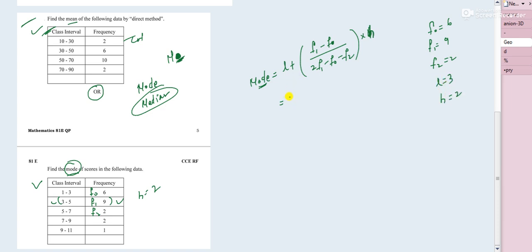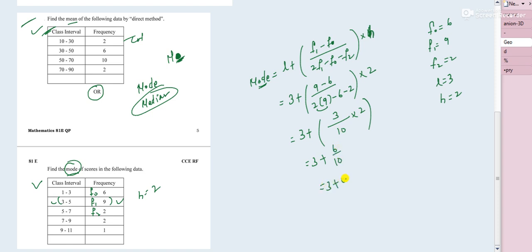Now directly substitute here. So 3 plus f1, 9 minus 6, divided by 2 into 9 minus 6 minus 2, into h, that is 2. So calculate this. 3 plus 9 minus 6 is 3. This is 2 into 9, which is 18, minus, I will write directly, 8. 18 minus 8 is 10, into 2. So here we will get how much? 3 plus 3 into 2, that is 6 by 10. What is 6 by 10? It is 0.6. Now 0.6 plus 3 is 3.6. So this is the value of the mode. So it's very simple. You can get the answer easily.